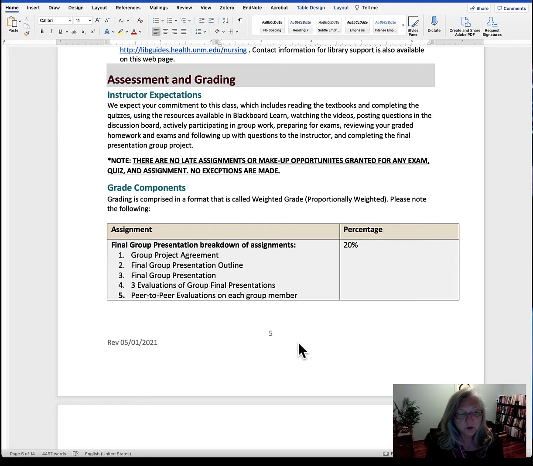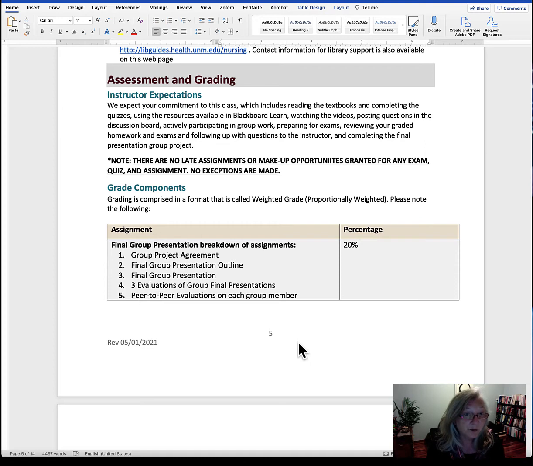The group project will consist of an agreement, which everybody in your team will sign, which assigns everyone a role. An outline that I expect to see in advance, and I will give you feedback on in advance to make sure that you are going down the right track. I don't want you to do a presentation and find out that you went down the wrong track. Then you get a grade for the final group presentation. You need to do 3 evaluations of group final presentations of others, and you need to do peer-to-peer evaluations of your group members.